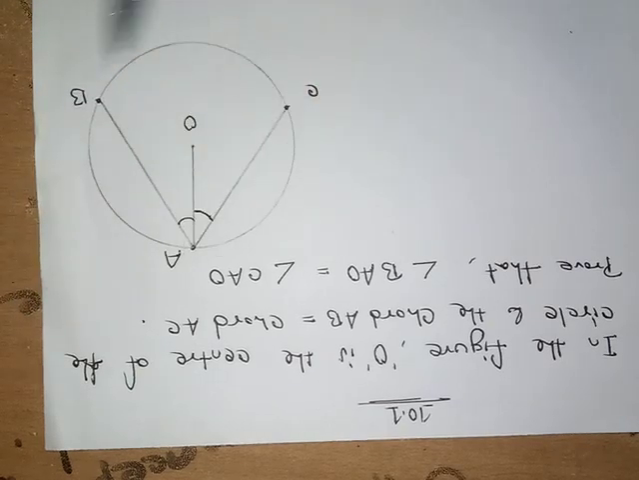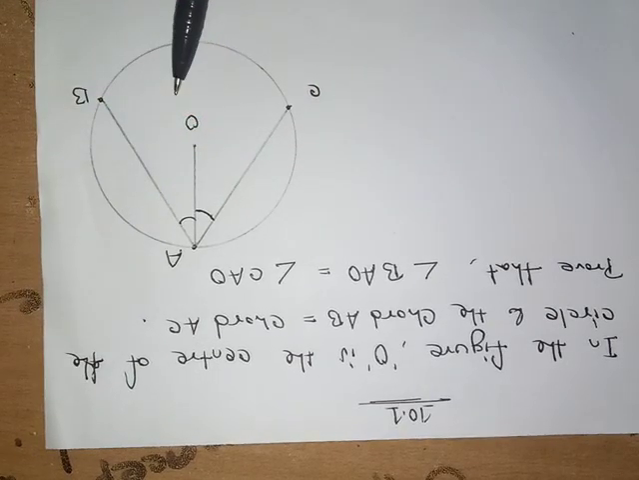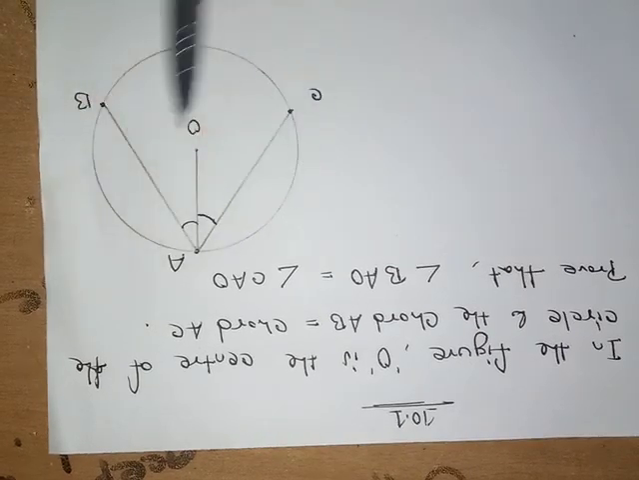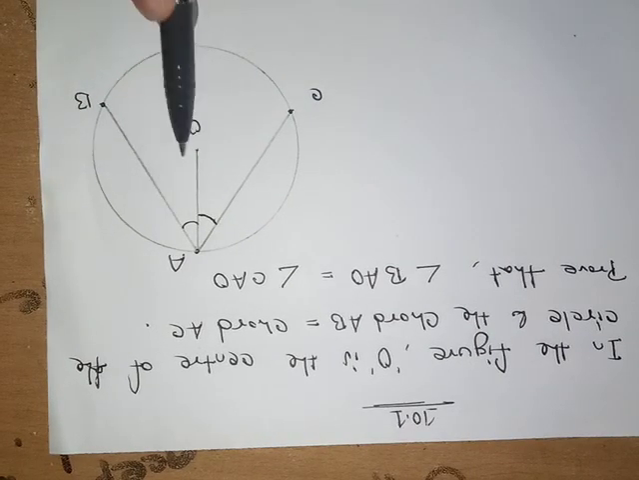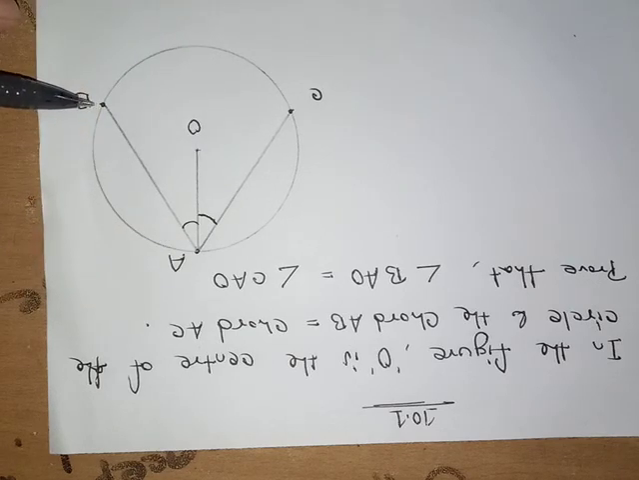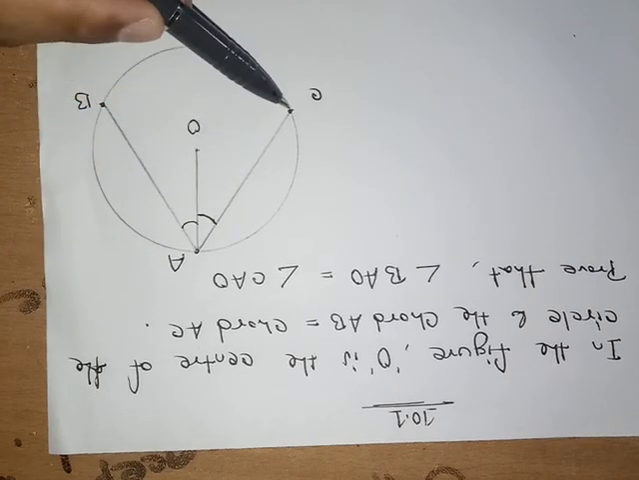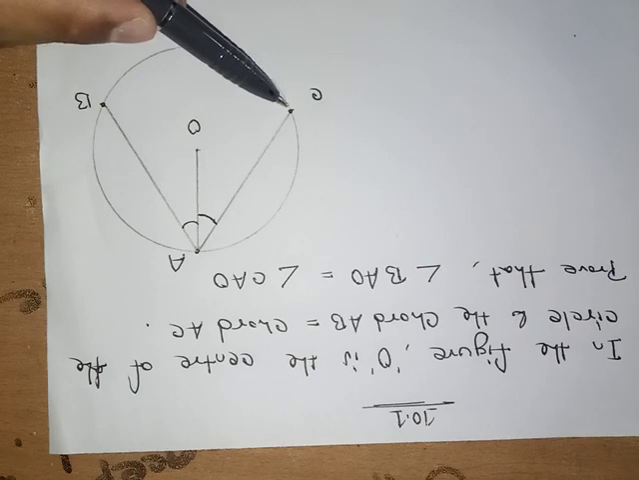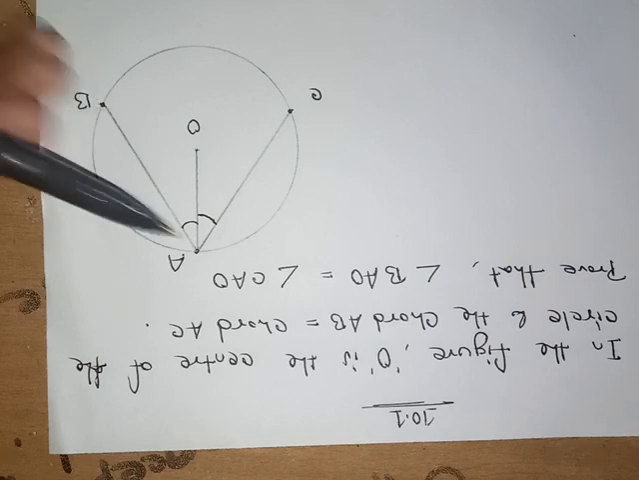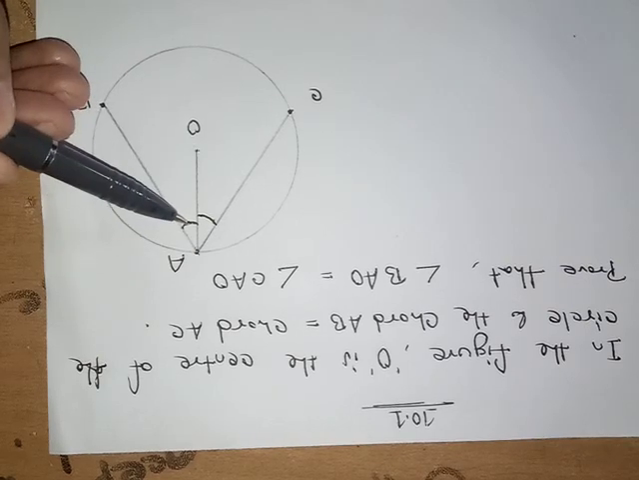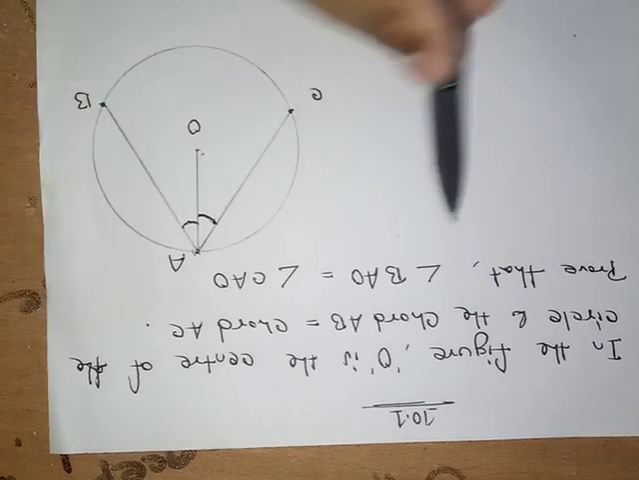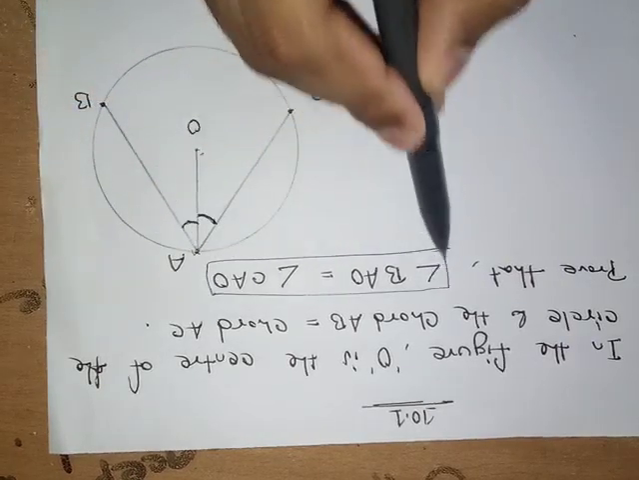In the figure given by the question, O is the center of the circle. Chord AB is equal to the chord AC. We have to prove that this angle BAO is equal to this angle CAO. We have to prove this one.